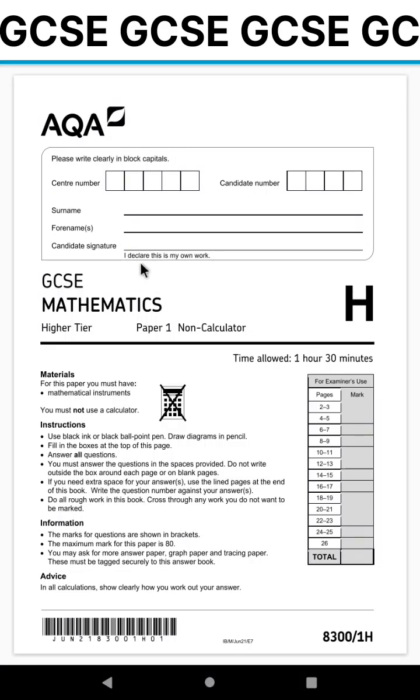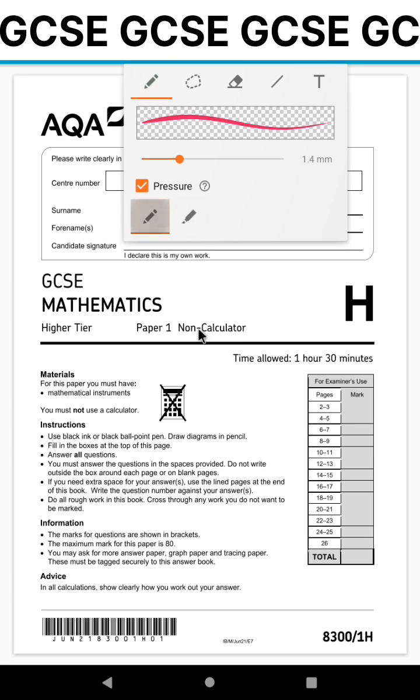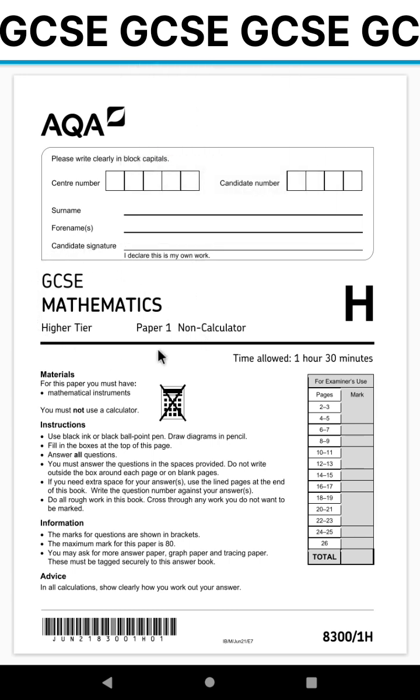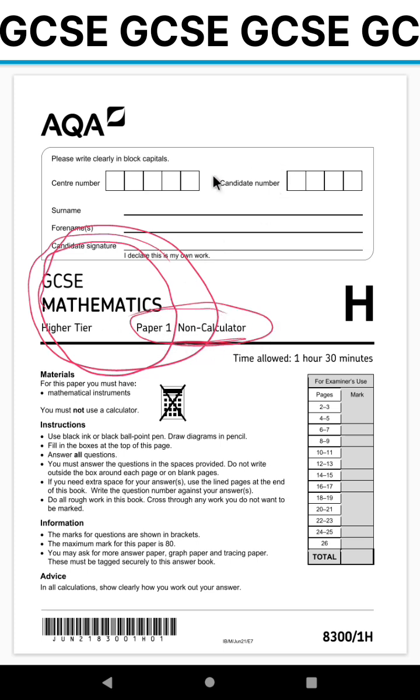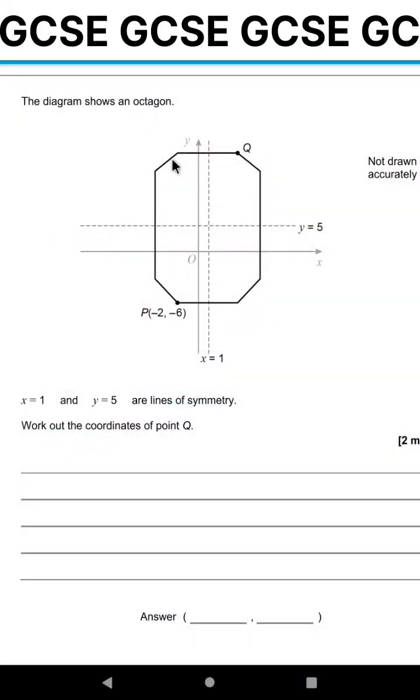With H. We want to look at this question on GCSE question. We are looking at non-calculator paper 1. So let's dive ahead into this particular question here.